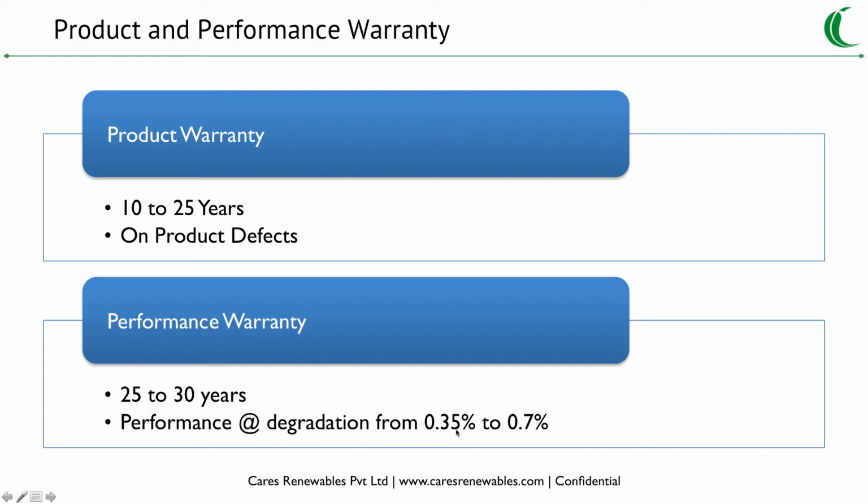And this degradation rate, every module degrades in performance over a period of time. So typically the standard degradation rate is somewhere around 0.5%, but the warranty which the manufacturers give varies from 0.35 to 0.7%. So in the first year it will be slightly more, around 1.5 to 2.5%, but afterwards it comes down to 0.35 to 0.7%.